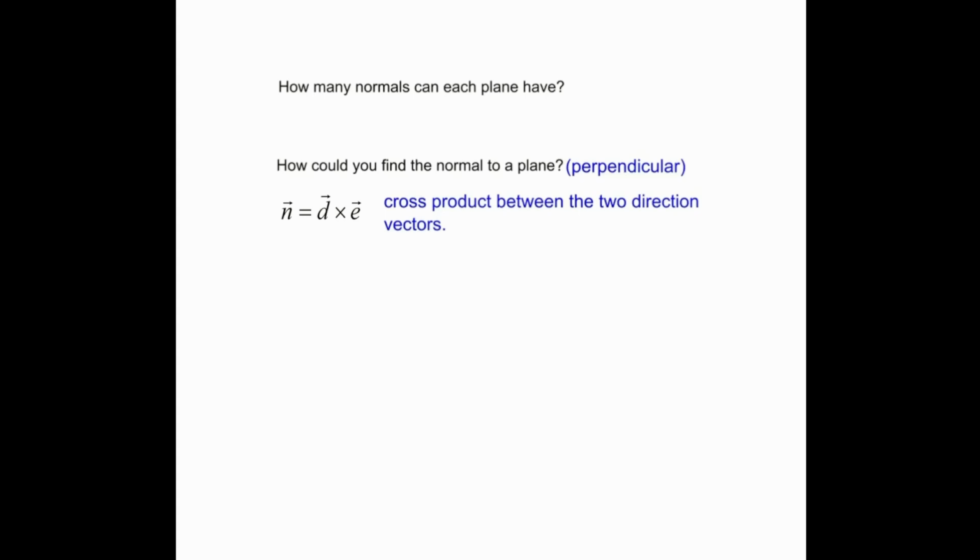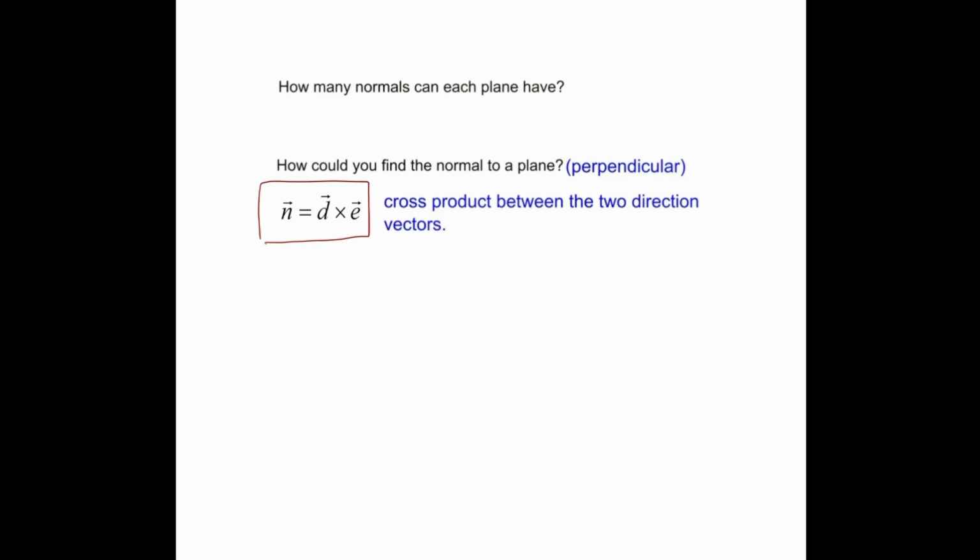So the next thing we want to think about is how many normals each plane can have. Remember, a normal is just perpendicular to a line. That's how we've always thought about it. But each plane could have an infinite number of normal vectors. While a plane has one specific direction perpendicular to it, any vector that's a scalar multiple of that direction is also a valid normal vector. So how could we find the normal to a plane? Well, remember, it's perpendicular. So we can say that the normal will be equal to the cross product between the two direction vectors.